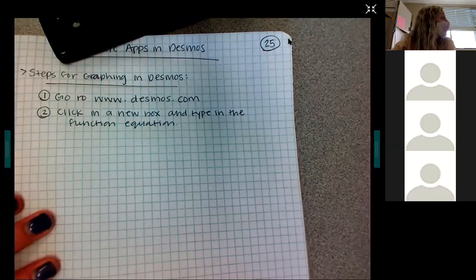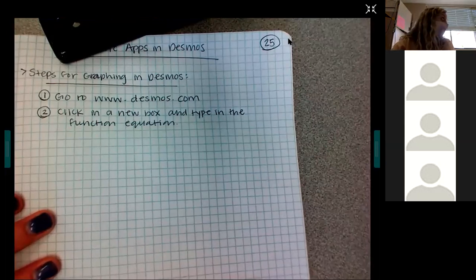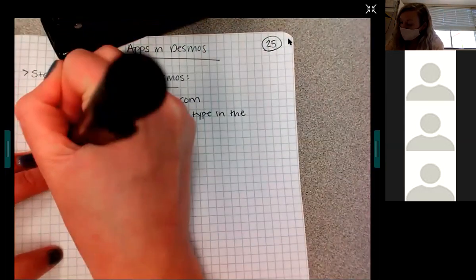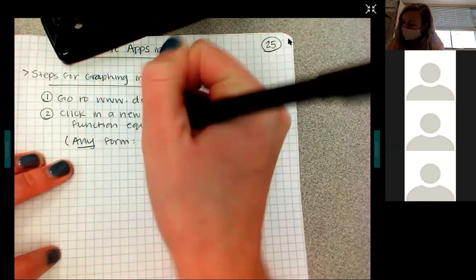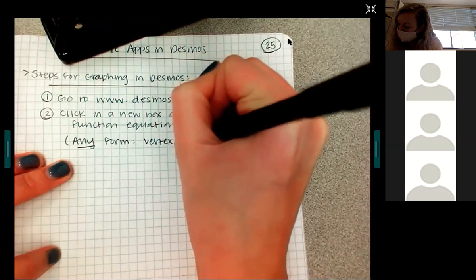But when you're using Desmos, you can actually put a function in any form. That's also why I like Desmos. So you don't need to convert anything. You can put it in vertex form. You can put it in factored form. You can put it in standard form, okay? So I'm just going to put any form so that y'all know this. Vertex, factored, or standard.